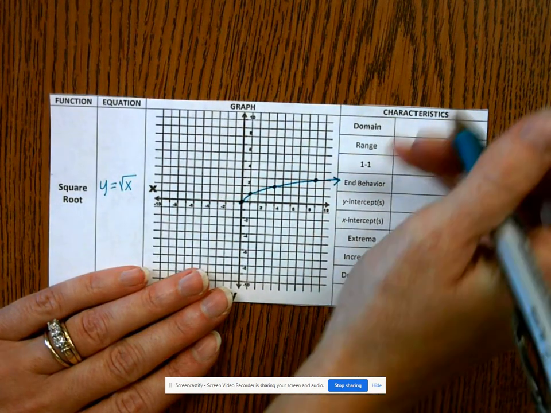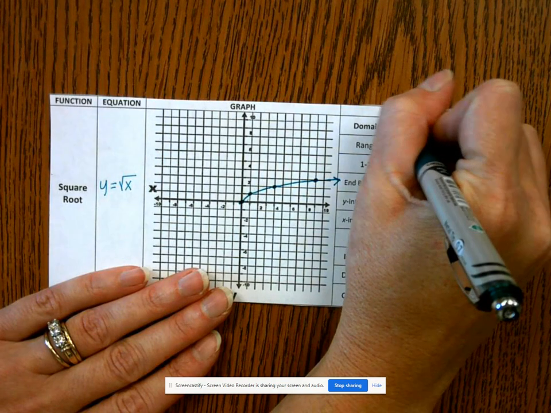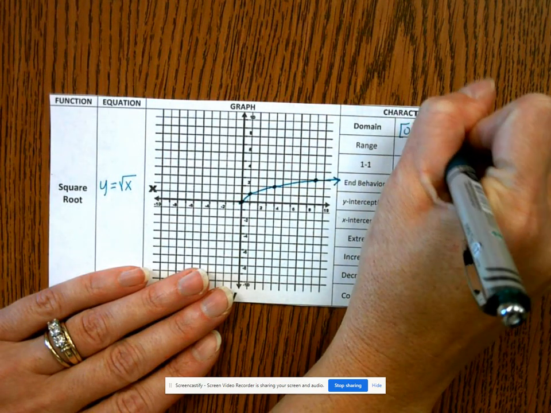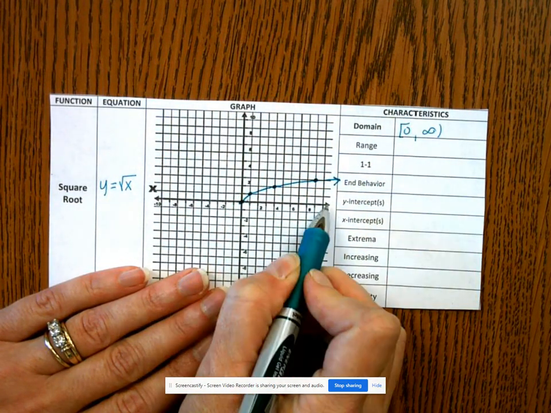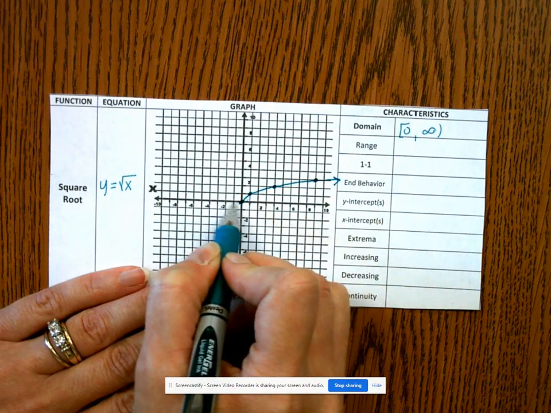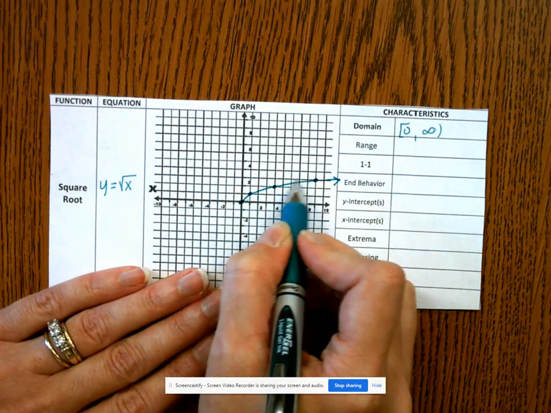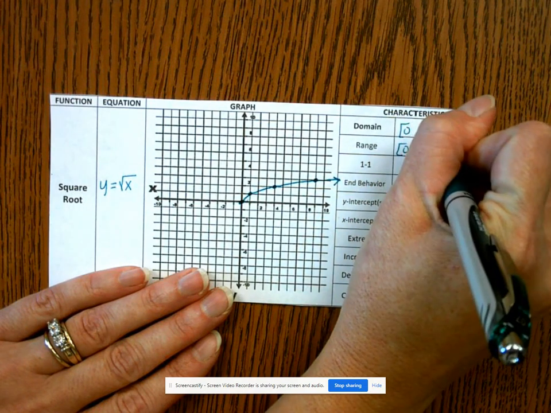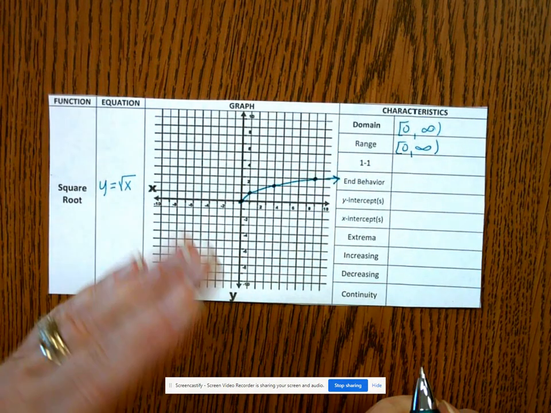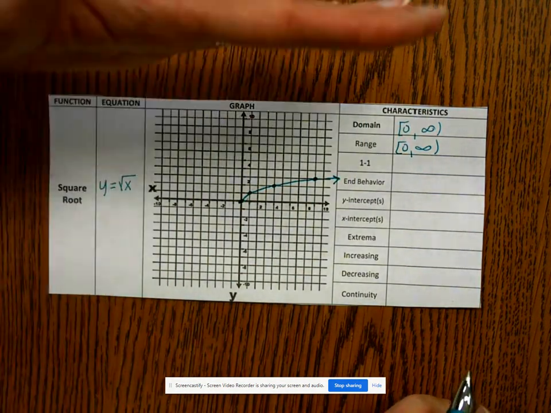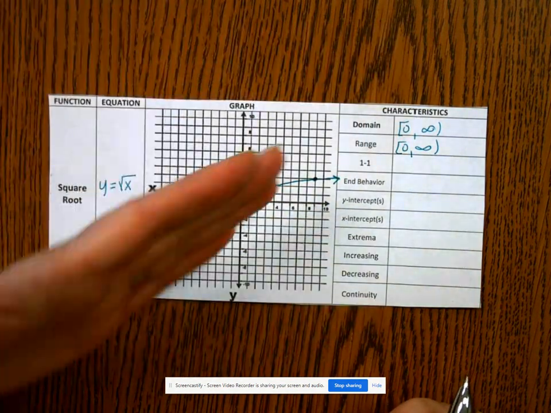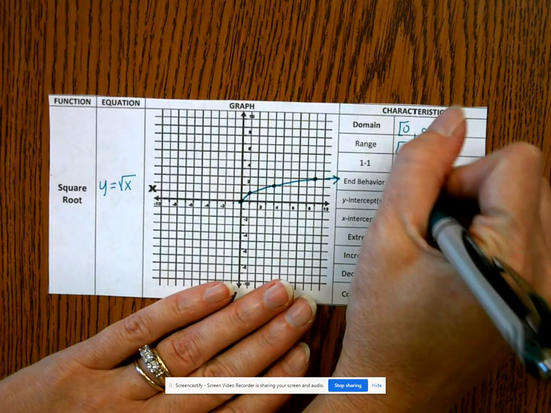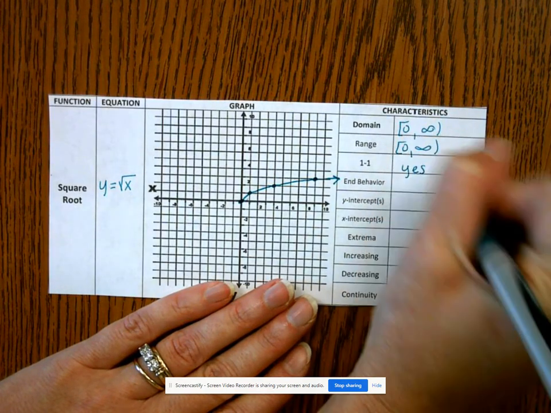All right, so domain, we start at 0 and go to infinity. Same thing for the range. Start at 0 and go to infinity. It's going to slowly go there, but it's still going to go forever. It's one to one: it passes the vertical line test. It also passes a horizontal line test. It does kind of flatten out, but it never technically gets flat. So yes, it's one to one.